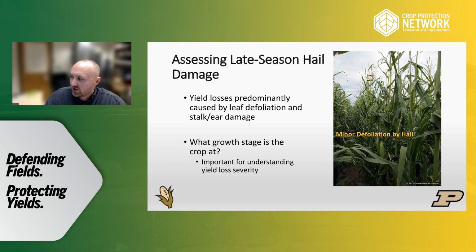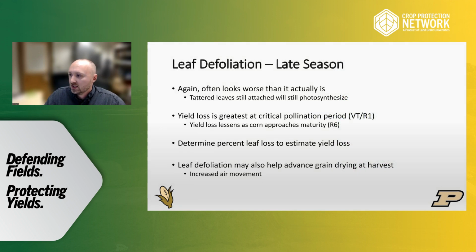So this picture on the right, you can see some of that fairly severe hail damage, leaf defoliation caused by a late season hail event. So leaf defoliation from late season corn, again, is kind of similar to early season corn. It often looks a lot worse than it actually is.